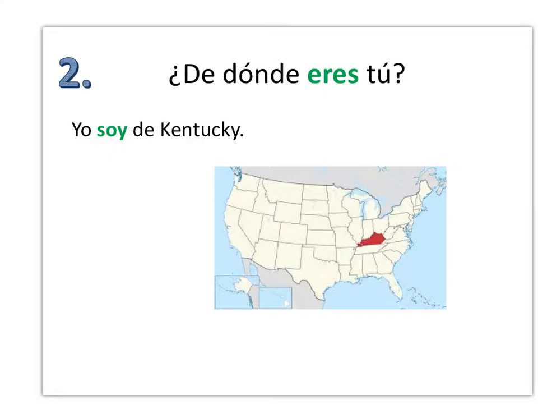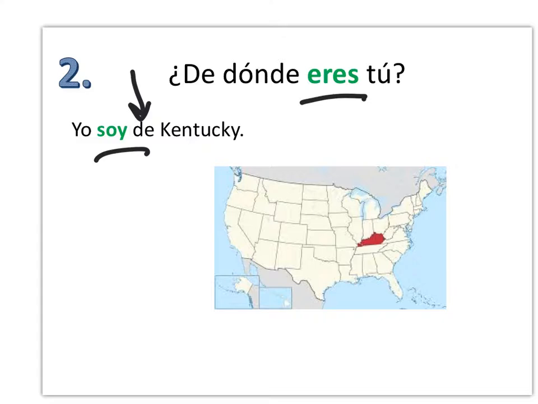¿De dónde eres tú? Eres. Yo soy de Kentucky. Soy de. Muy importante reconocer soy de. ¿Cómo se dice soy de en inglés? Soy de Kentucky is saying what? I am from. Exactly. I am from Kentucky.